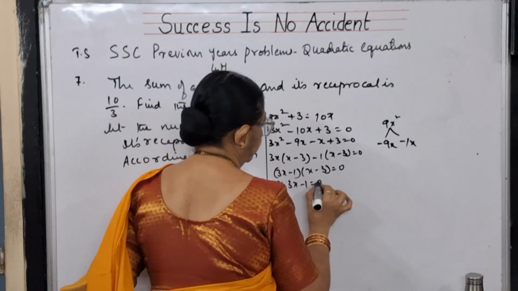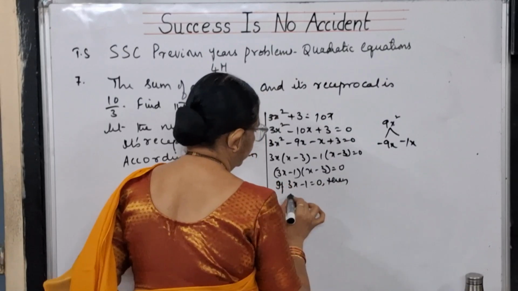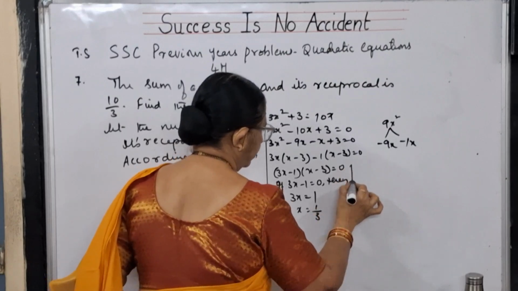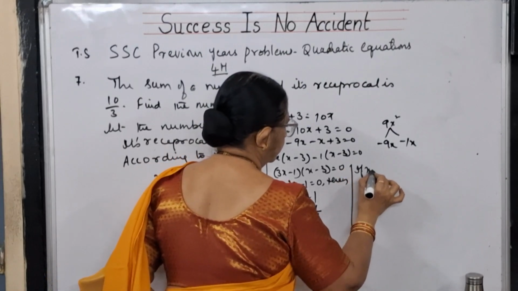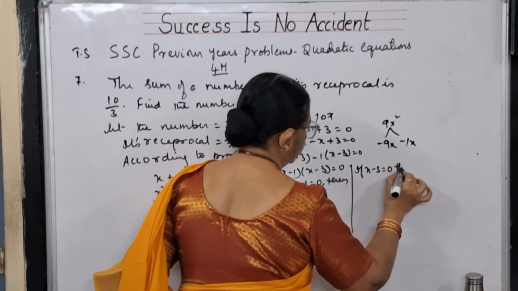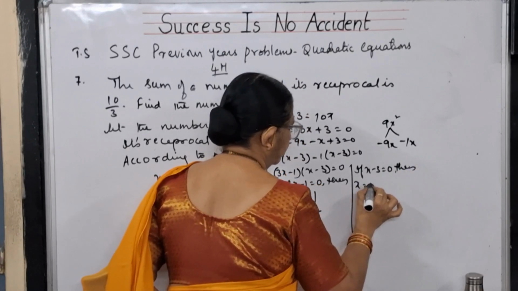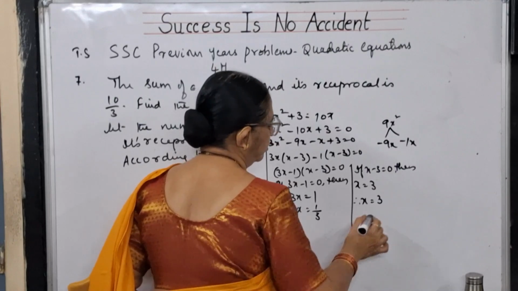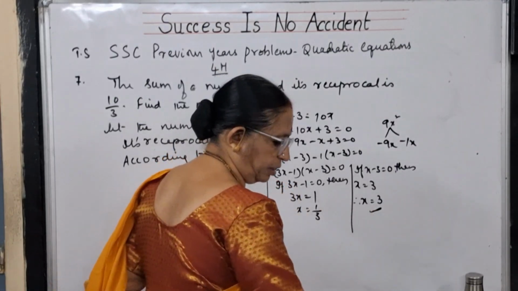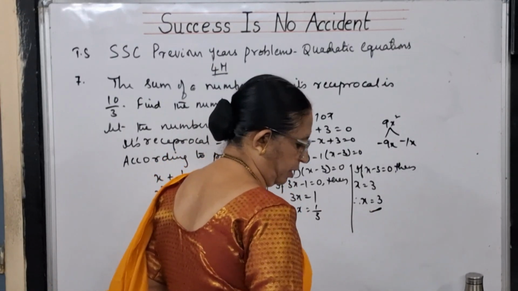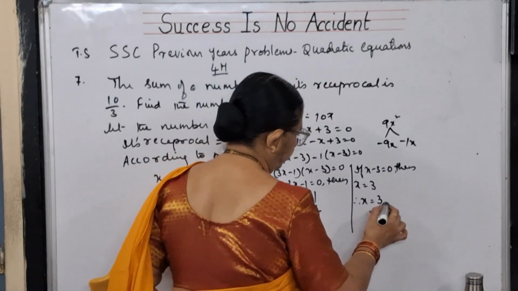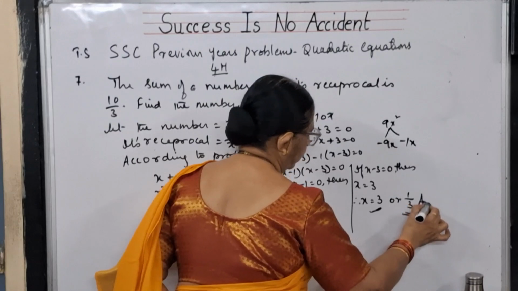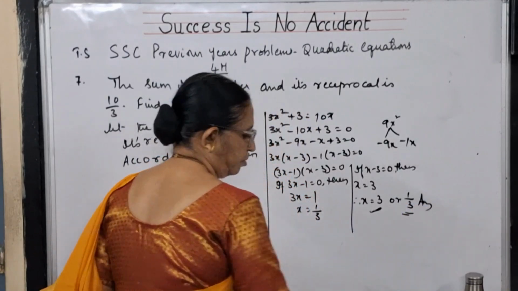If 3x minus 1 is equal to 0, then 3x is equal to 1, x is equal to 1 by 3. If x minus 3 is equal to 0, then x is equal to 3. Therefore, x is equal to 3 is the number. We can say that x value is 3. If you want, you can take 1 by 3. These two are the answers. So I have done this, children.